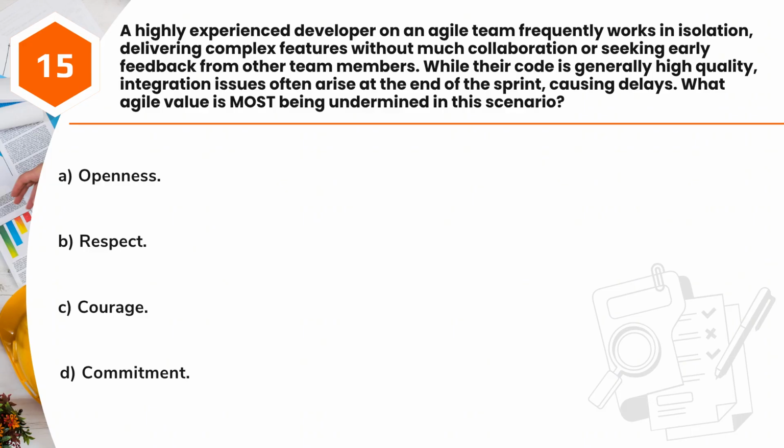Question 15. A highly experienced developer on an Agile team frequently works in isolation, delivering complex features without much collaboration or seeking early feedback from other team members. While their code is generally high quality, integration issues often arise at the end of the sprint, causing delays. What Agile value is most being undermined in this scenario? A. Openness. B. Respect. C. Courage. D. Commitment.